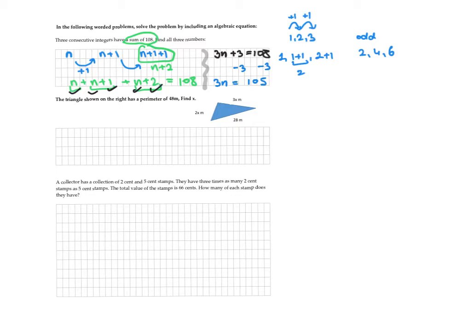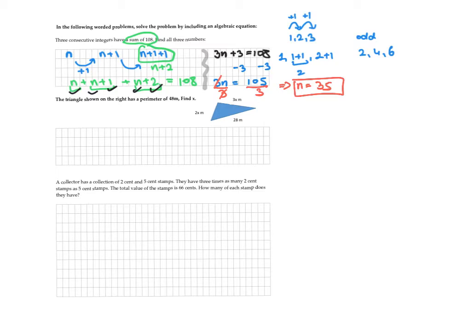Having 3n, we need to get rid of the 3, because all we need is 1n. In order to get that, we divide both sides by 3, because 3 divided by 3 is 1. Therefore, n is equal to 35.